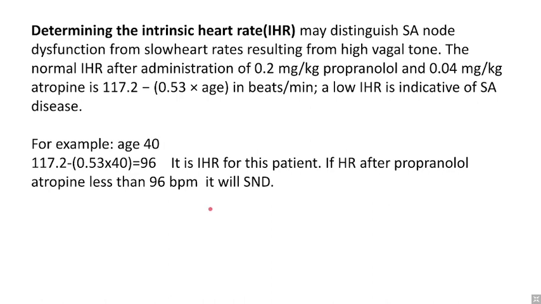For example, your patient is 40 years old. You calculate intrinsic heart rate for this patient, 96, for example. And if after propranolol and atropine, his heart rate is less than 96, it's a sign of sinus node dysfunction.